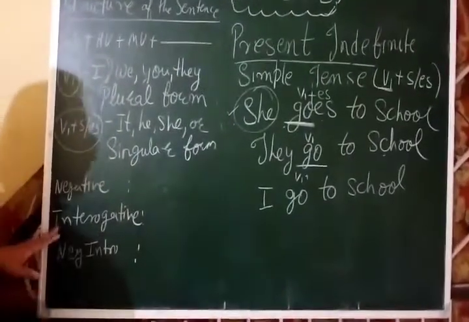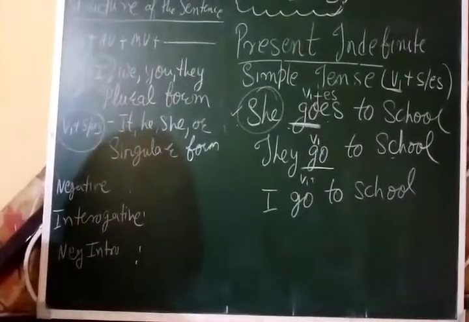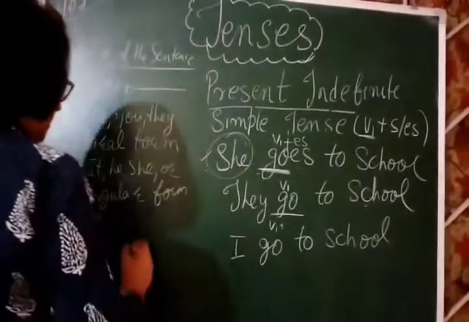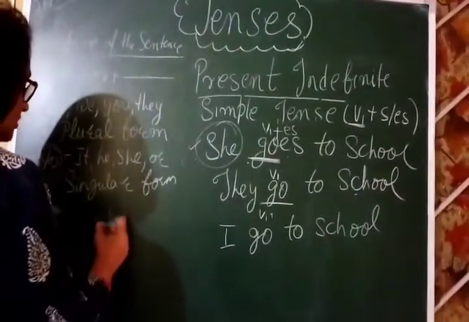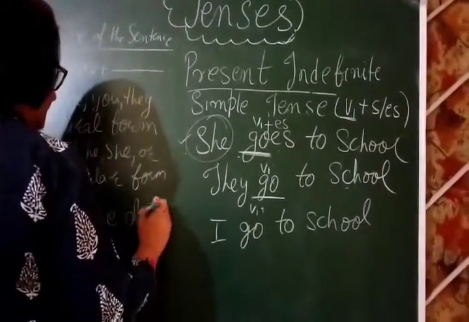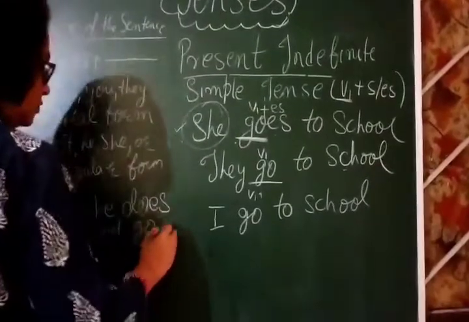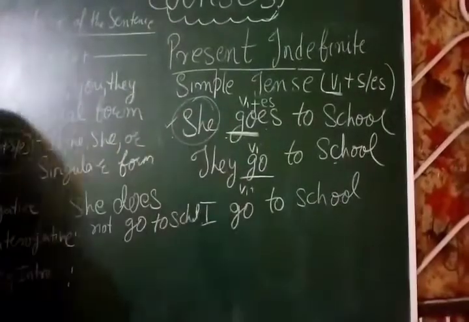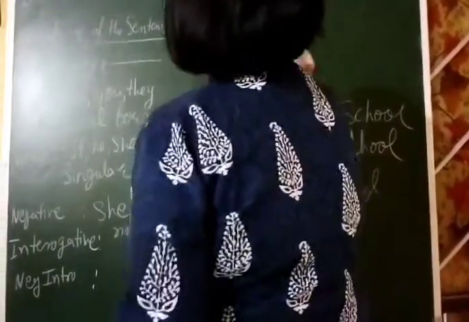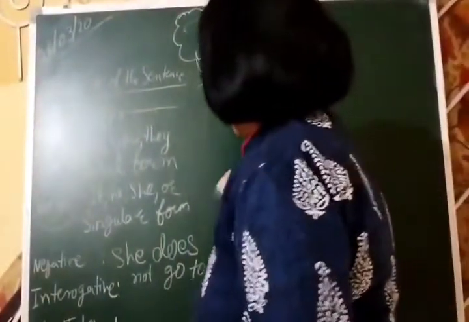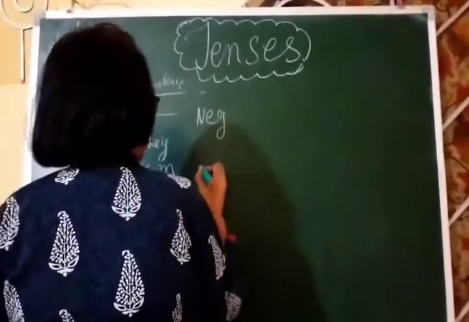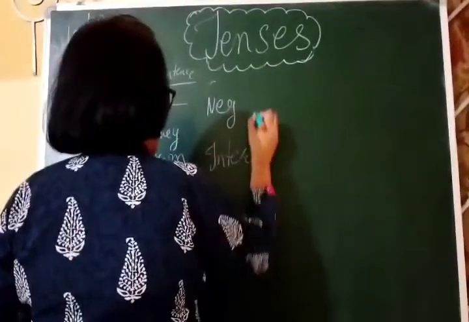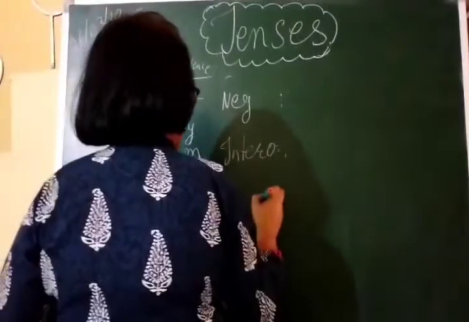Understanding this, we can now make these sentences into negative, interrogative and negative interrogative sentences. Let's take the example of she goes to school. To make this sentence negative, all we have to do is: she does not go to school. Negative sentence, interrogative, and negative interrogative.